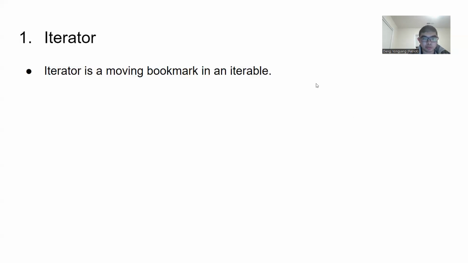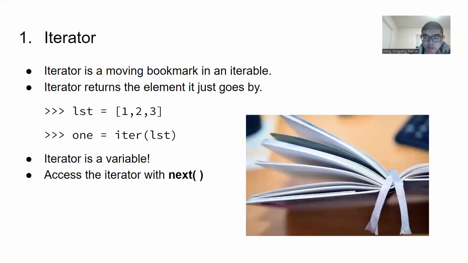An iterator is a moving bookmark in an iterable. So what does it mean? Suppose you have a book, and the book is iterable. It has a lot of data, like each page can be a number, and I have a lot of pages. Whenever you read the book from the first page to the last page, sometimes you need to take a break, and then you can use a bookmark to mark where you left off the last time you read the book.